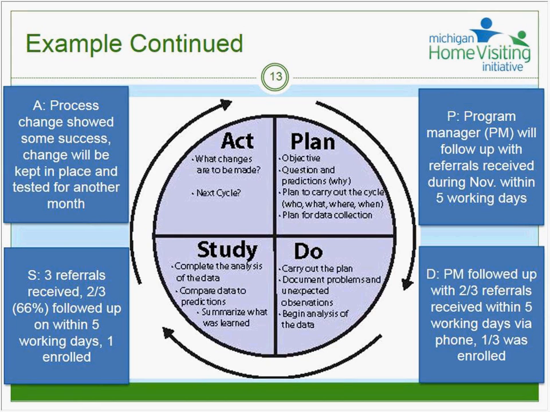The team then said, what does this tell us? What can we learn from this? So they looked at their data and they noticed that they had 3 referrals received. 2/3 of those referrals, so 66%, were followed up on within 5 working days, and one of those particular referrals ended up being enrolled. They went and said, okay, so what do we do with this? And in the act stage, they decided as a team that the process showed some success. The change would be kept in place and tested for another month. So they didn't have as much data as they wanted, but they thought, you know, this is promising. So we're going to adapt it a little bit by testing it out a little bit longer. So that's what they decided to act upon within this particular PDSA cycle.